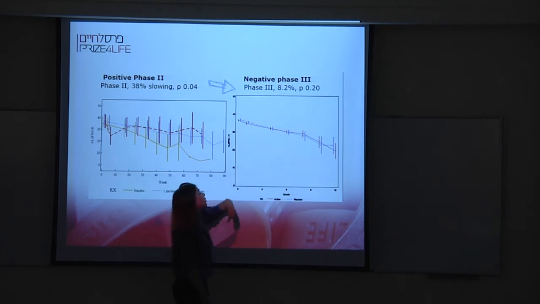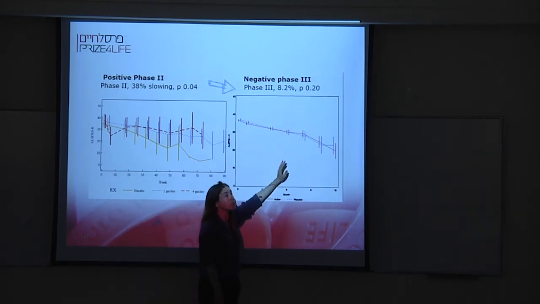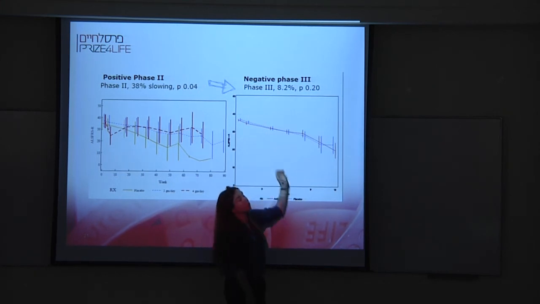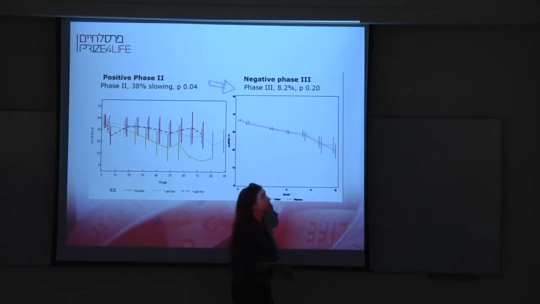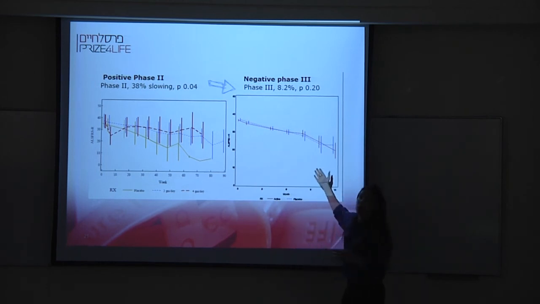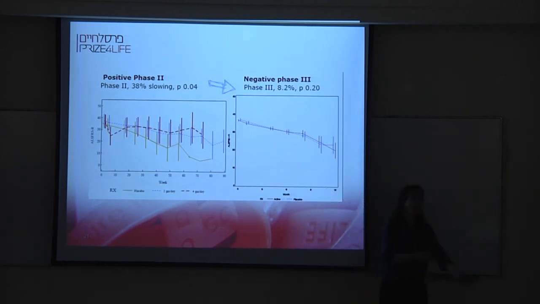And then we went into phase 3, and in phase 3, I think they had about 700 patients, and this was the difference between placebo and treatment. Almost nothing. This is really like the last thing you want to see, right? It didn't even have a mild effect. So what happened?